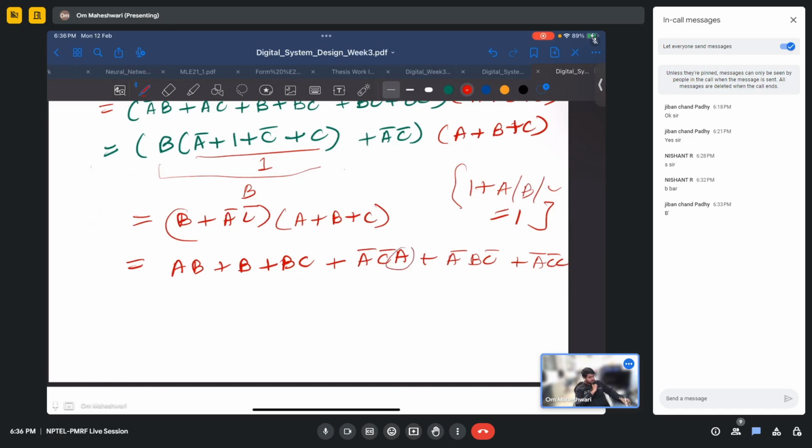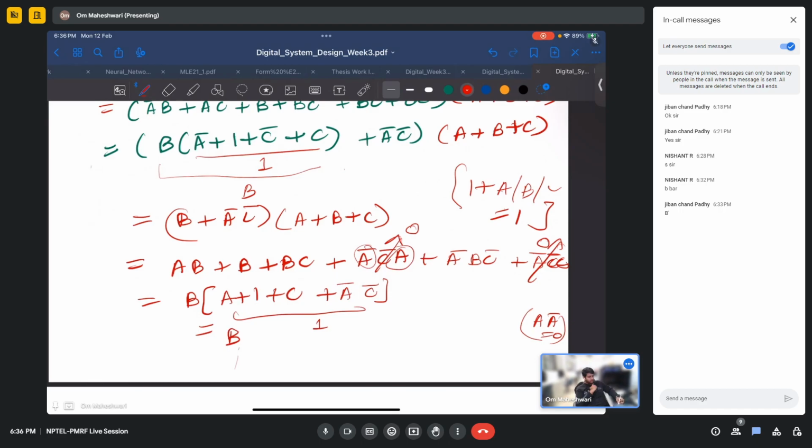So this a bar a will go to 0, this c bar c will go to 0, right? A variable multiplied with its complement is 0. So now you can take b common, b (a plus 1 plus c) plus a bar c bar, this will again be 1, so this answer will be b. The function f is b, so f bar will be b bar. This is the answer, the complement.